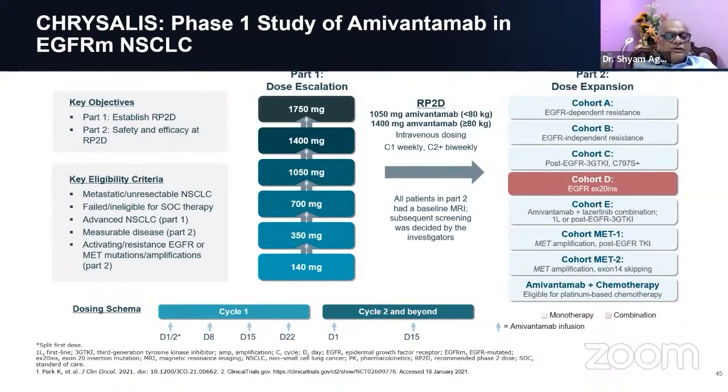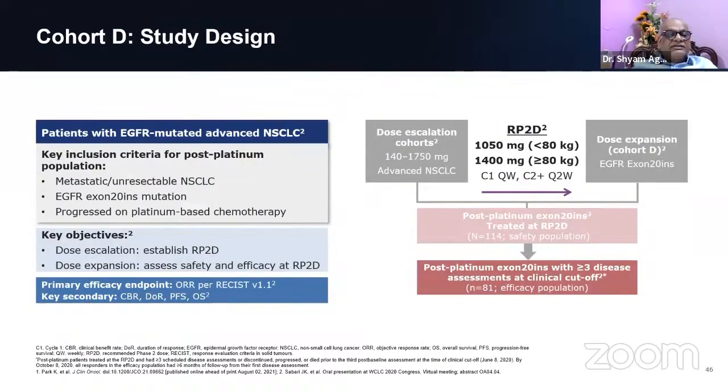Day 1, 2, because the first dose is split into 2 parts. So if you have to give 1050, then 350 on day 1 to look at the sensitivity and hypersensitivity, and the balance dose is given on day 2, which will be 700. So it's a 350 milligram vial, and given weekly for 4 doses, and then every 2 weeks. So this is how the Chrysalis has been designed in several indications. So I think we are just going to focus on the next slide, on the exon 20 insertion patients.